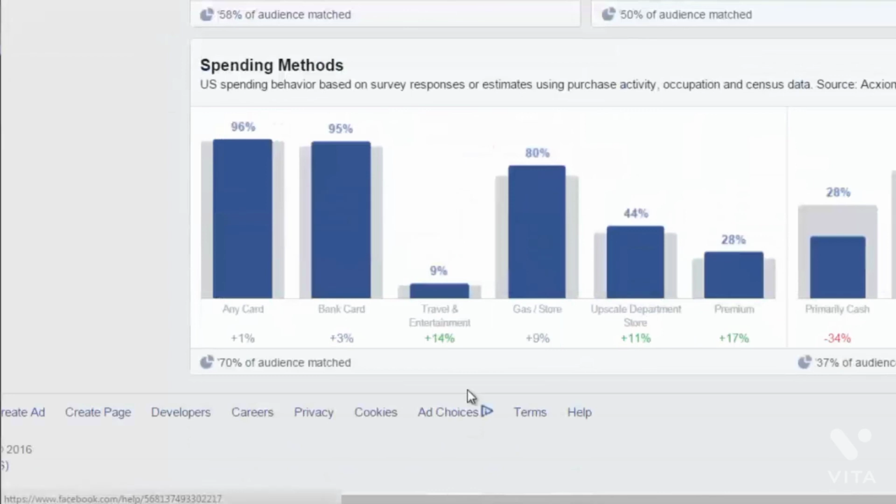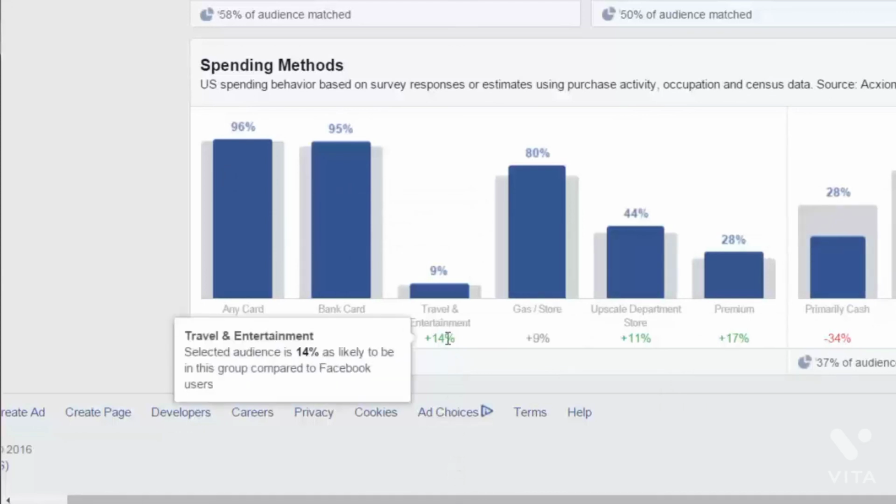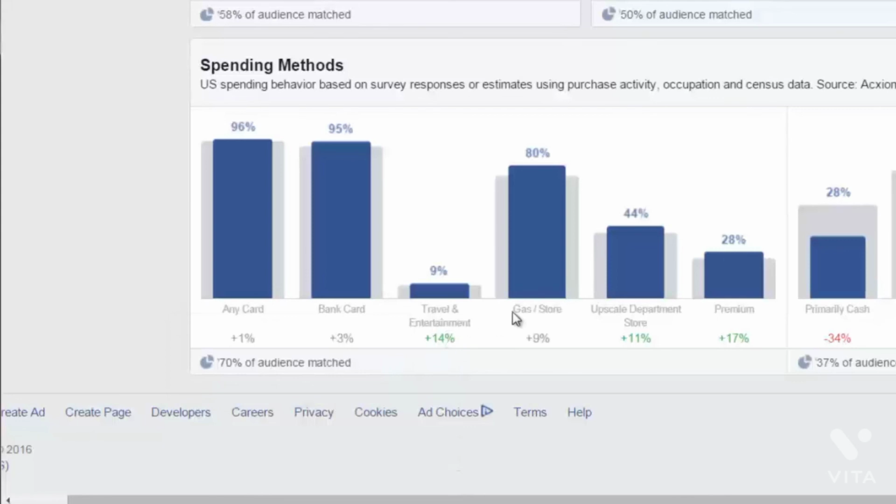And spending methods: they use any card, bank card, travel and entertainment, gas, store. If you look at this picture here, it tells us they do have credit cards. They don't spend a lot on travel and entertainment. They do spend money on gas, which we all do. They spend a good amount of money on their credit card, so they mainly use credit cards. They don't use a lot of cash.